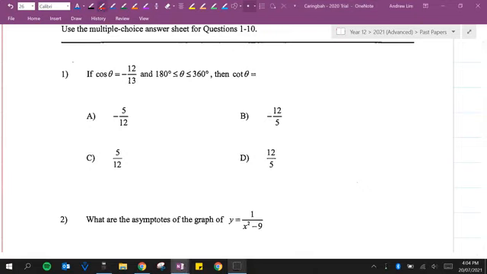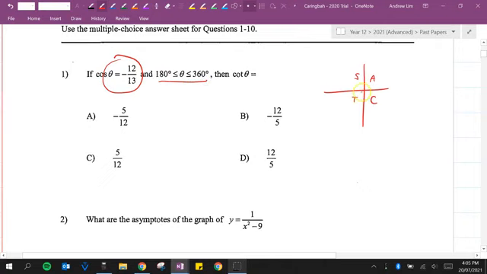So question 1, we've got if cosine of theta is equal to negative 12 over 13, and theta is between 180 and 360 degrees, then cotangent of theta is equal to what? So here we can see that the angle is negative. So all stations to central. We know cosine is negative and is between 180 and 360, so it's over here. Just going to draw my line there.